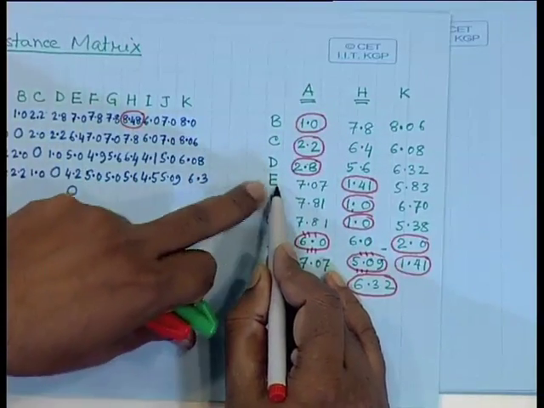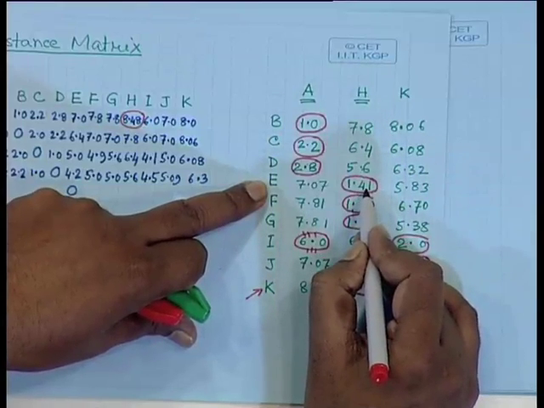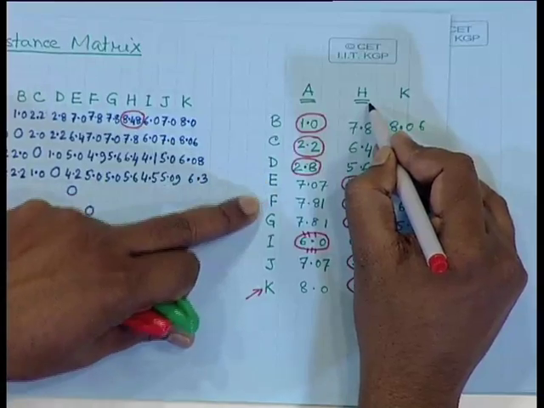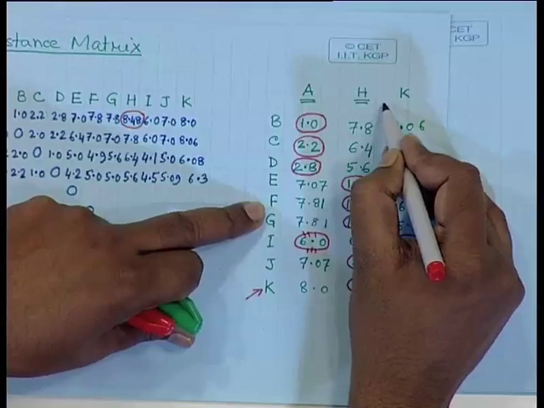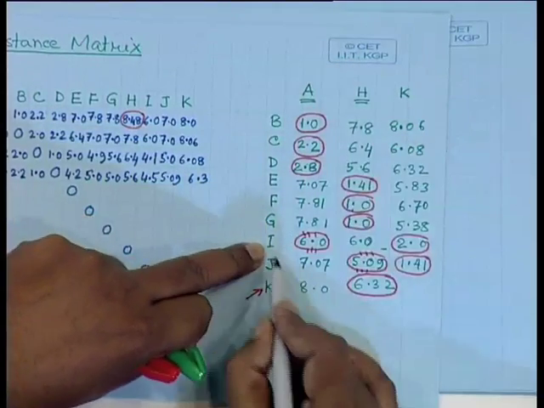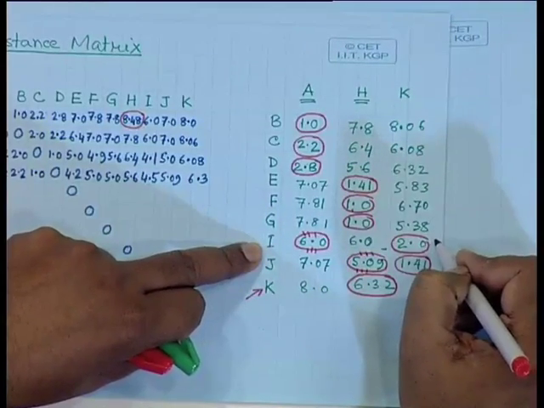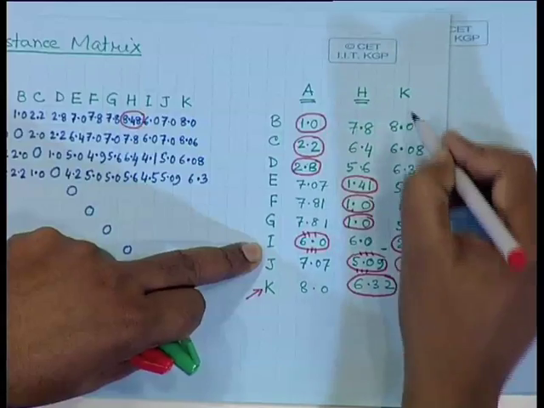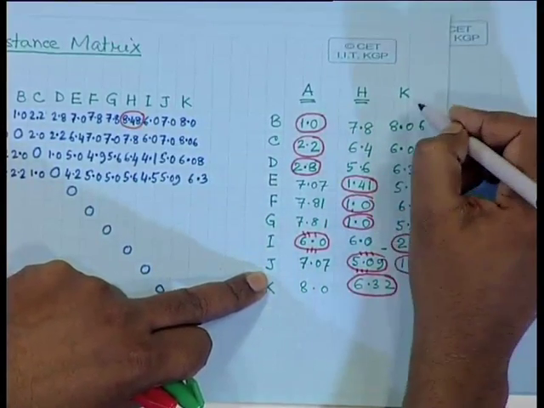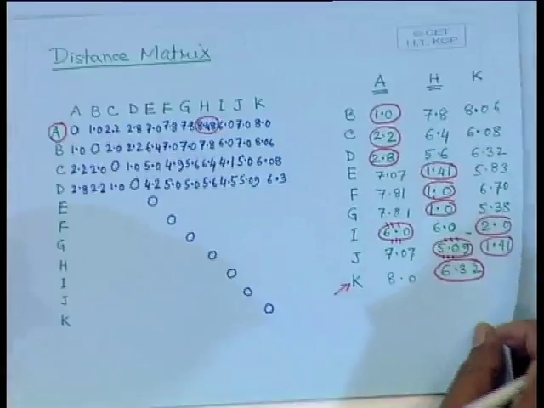Coming to E, you find that the distance between E and H is minimum. Okay. So, the point E will be put into the cluster formed by cluster center H, F will similarly go to the same cluster, and G will also go to the same cluster. Coming to point I, the distance between I and K is minimum, so point I will go to the cluster of cluster center K, and point J will also go to the cluster formed by cluster center K. Okay. So, I get three different clusters.